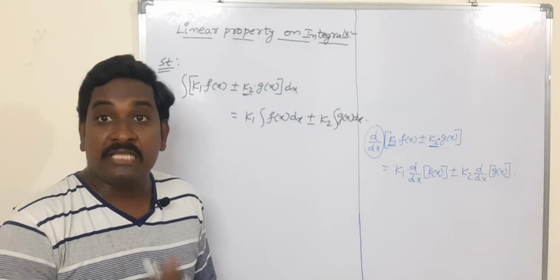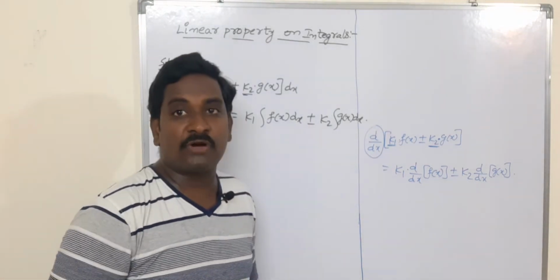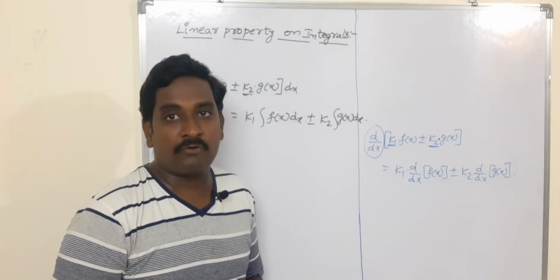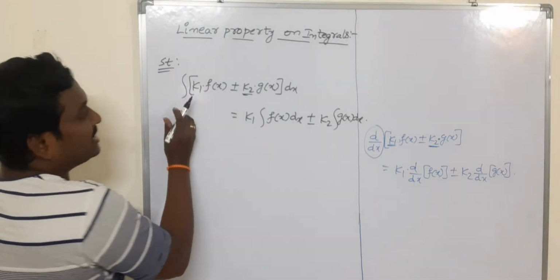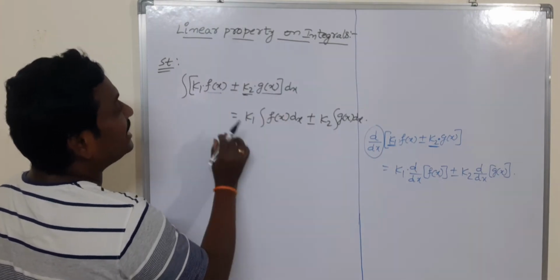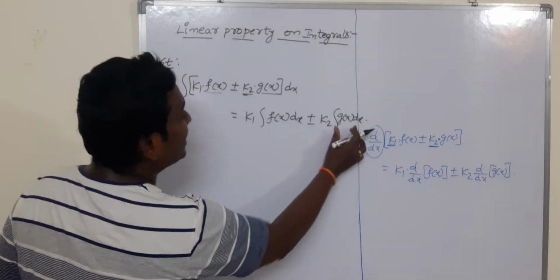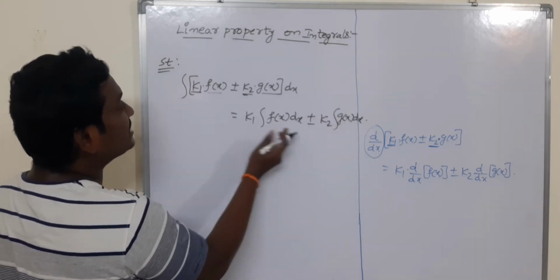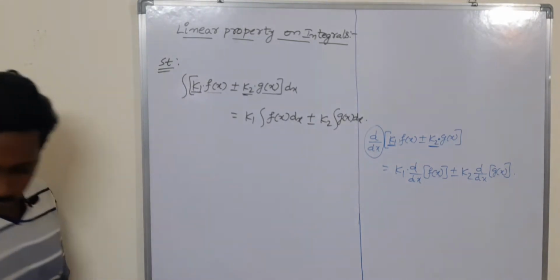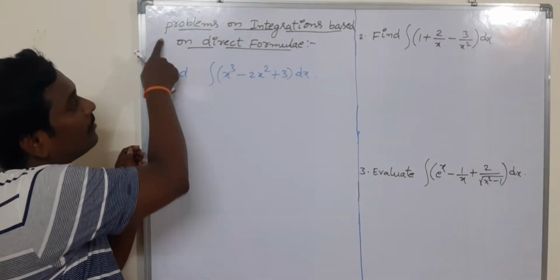This property is not only for two functions, it is applicable to more than two functions also. Once again I will revise this. If there are two functions in addition or subtraction, you can easily split the terms and find the integrations individually. At the same time, write the constants outside of the integration. Now I will start the problems.